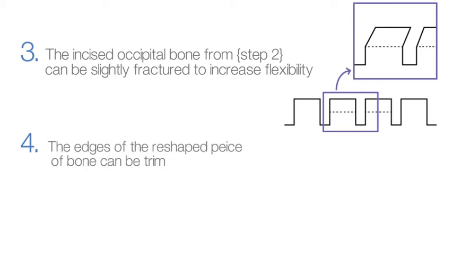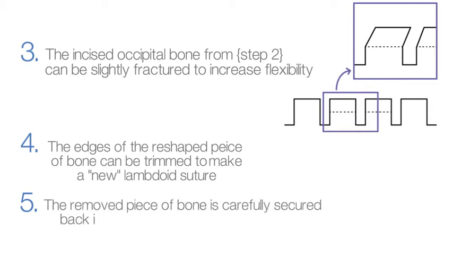Sometimes the edges of the reshaped bone can be slightly cut to form a new lambdoid suture. Finally, the piece of bone that was cut out and reshaped is secured back into the skull above the occipital bone, and the scalp is closed.